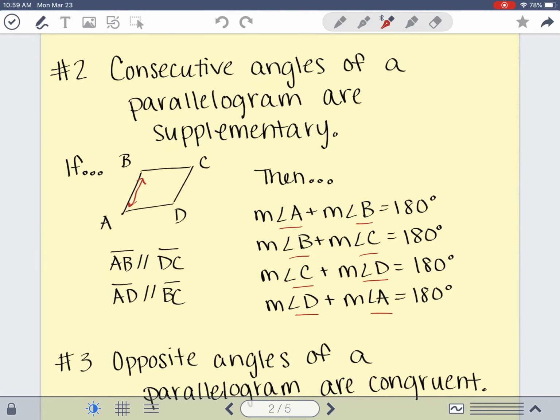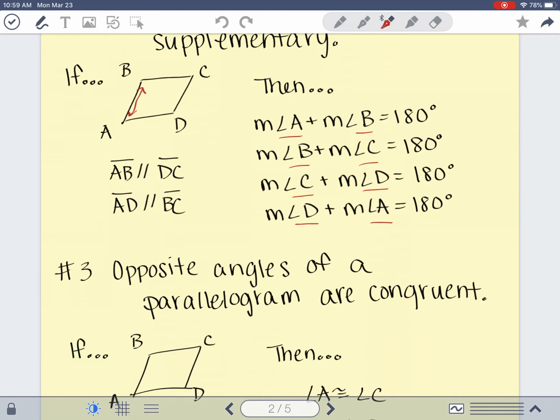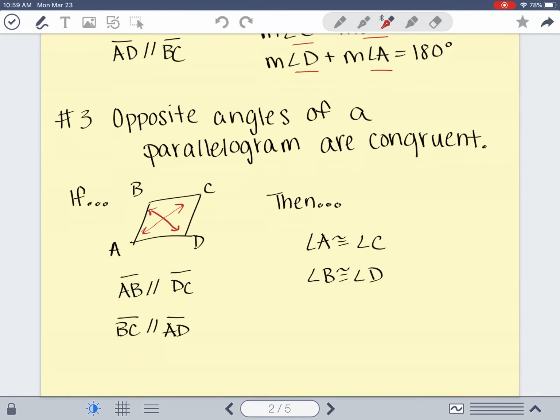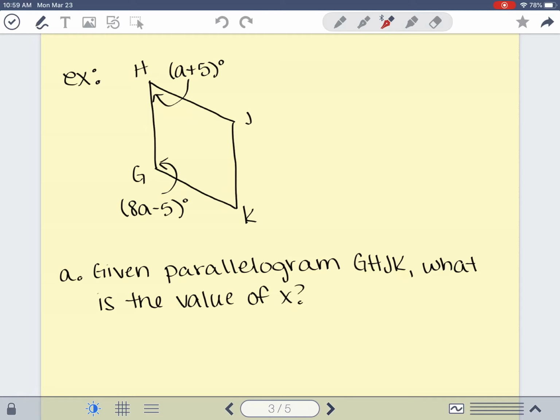Okay, so any of them that are right next to each other are going to be 180 degrees in a parallelogram. Going along with that, the opposite angles. So opposite angles here are going to be congruent. So angles A and C are congruent, and angles B and D are going to be congruent in this particular image.